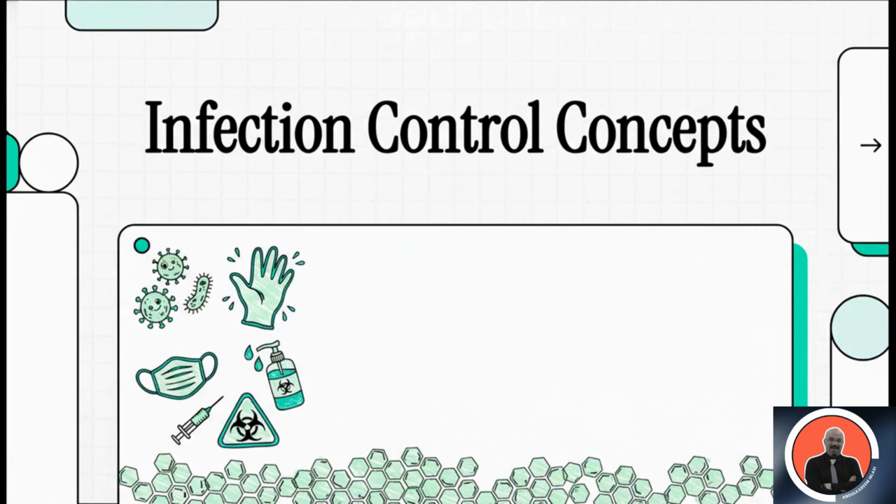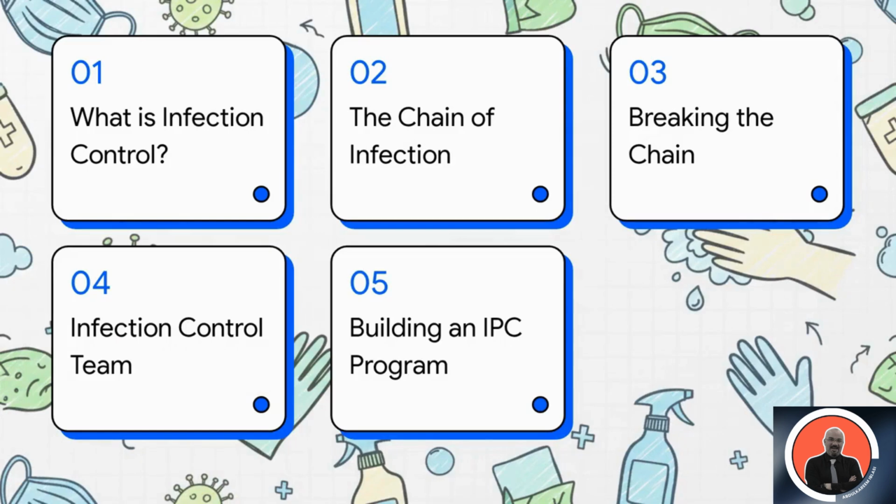So remember, if any questions pop up as we go, make a note and be sure to ask Dr. Abdul Karim during your Q&A sessions. So here's the game plan. We'll kick things off with the big what, defining infection control. Then we'll map out exactly how germs spread using something called the chain of infection. After that, we get practical. How do we break that chain? We'll also meet the team responsible for all this, and finally, we'll see how all these pieces fit together to build a complete IPC program from the ground up.